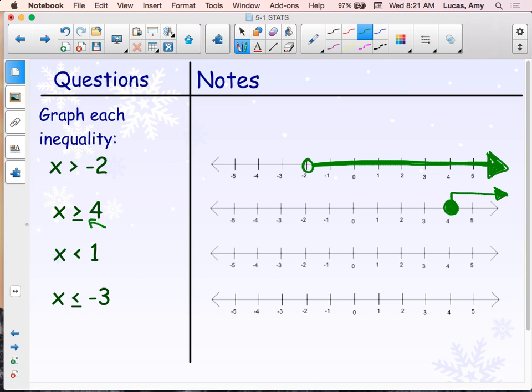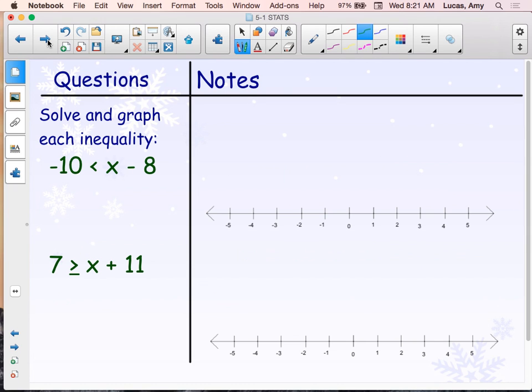You might want to raise it up a little bit above, so put the dot on the 4, and then you can raise your ray up a little bit if you want to show that graph. The next one, less than 1, so open circle on 1, less than goes to the left, where the numbers get smaller. And then the bottom one, -3, closed circle because of the line underneath, so it could be equal to the -3, and again to the left, less than or equal to. So these are just basic number line graphs, basic inequalities.